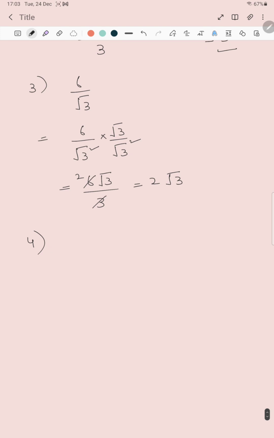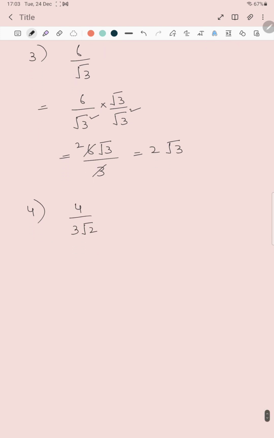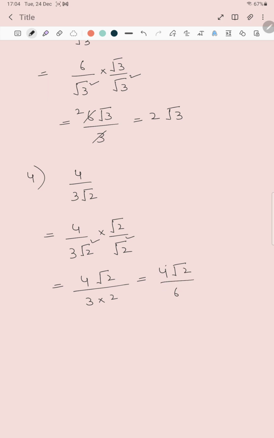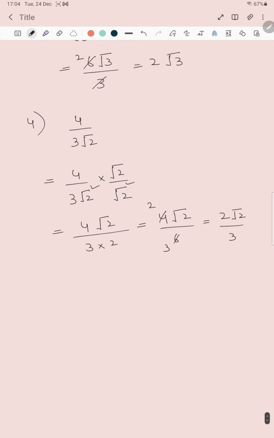In another question, if you have 4 over 3 square root 2 and we have to rationalize the denominator, we will multiply and divide by square root 2 over square root 2. So 4 square root 2 divided by 3, square root 2 into square root 2 will be only 2. So 4 square root 2 divided by 6. 3 twos are 6, 2 twos are 4 and 2 threes are 6. So 2 square root 2 over 3.